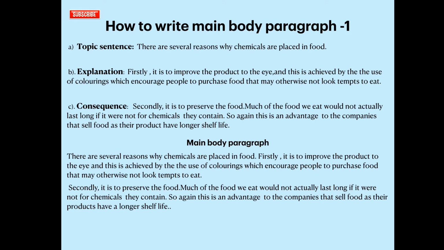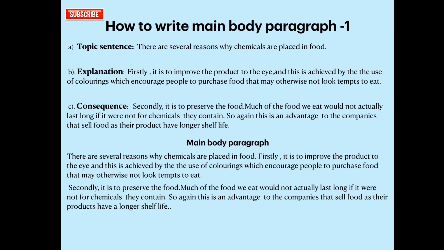This is where we give an example of a specific advantage. So here we can use examples from our life or from history, or you can make up your own idea. The examiner has no knowledge about the subject at all. So you need to give explanation, you need to use examples, and you have to expand this. So how will you write? Secondly, it is to preserve the food. The first one is improving the product. Now the second is to preserve the food.